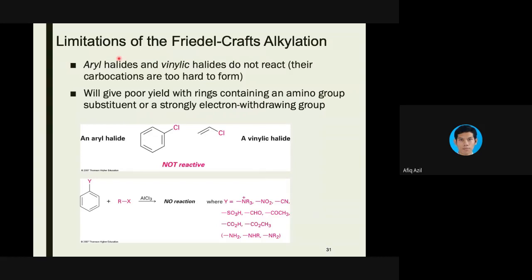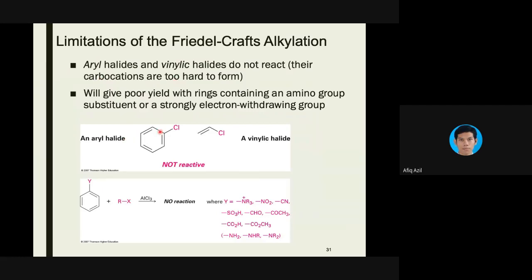Before we go to the last reaction, which is the Friedel-Crafts acylation, actually the Friedel-Crafts alkylation has a few limitations or disadvantages. The first disadvantage is that aryl halides and vinylic halides actually cannot react. So they cannot be used in the Friedel-Crafts alkylation reaction. Why? Because their carbocations are too hard to form.